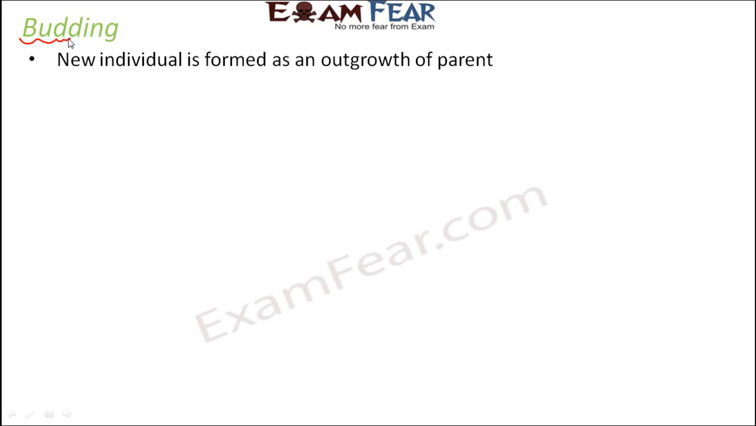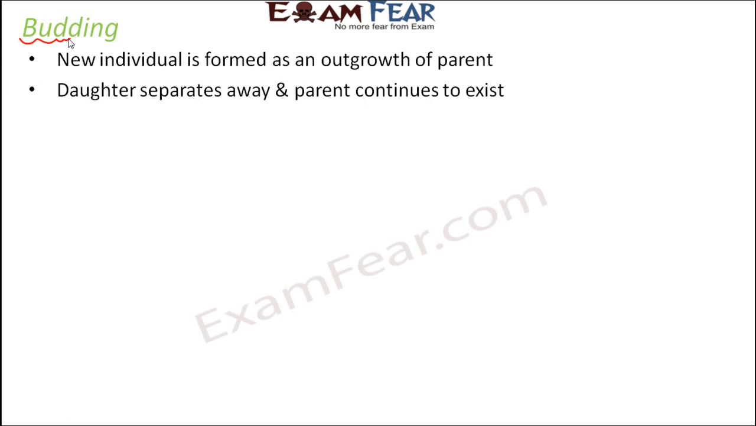On the parent body itself there is a small outgrowth which appears like a bud, and that small outgrowth later develops and grows into a new individual and then separates out from the parent's body. So here the daughter separates away and the parent continues to exist. This small outgrowth is known as the bud. Where does it take place? It occurs in organisms like Hydra and yeast.